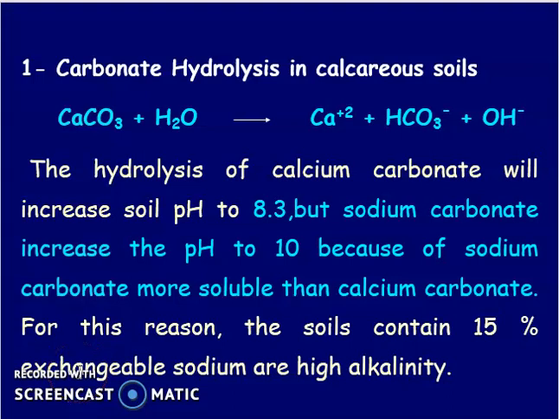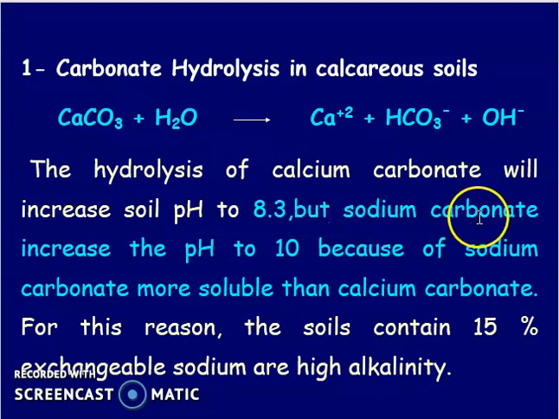Carbonate hydrolysis in calcareous soil, as you know this equation. The carbonate is converted to hydrogen carbonate, calcium, and OH. Consequently, the hydrolysis of calcium carbonate will increase pH because there is OH released, so it will increase the soil pH to 8.3.